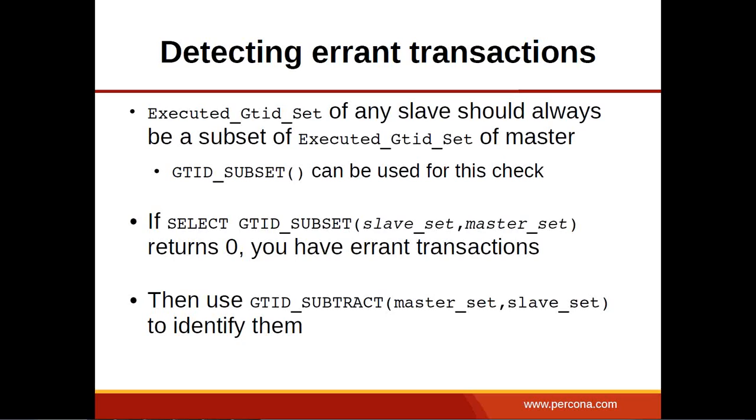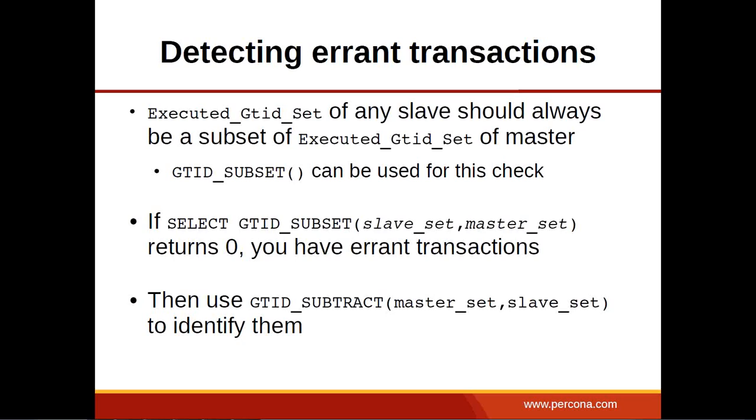One thing that is not always easy is working with this function, because you always have to set the parameters correctly. For GTID subset, the first parameter is the slave set, and the second one is the master set. For GTID subtract, it's the opposite. So it's a bit confusing, but it's very useful.